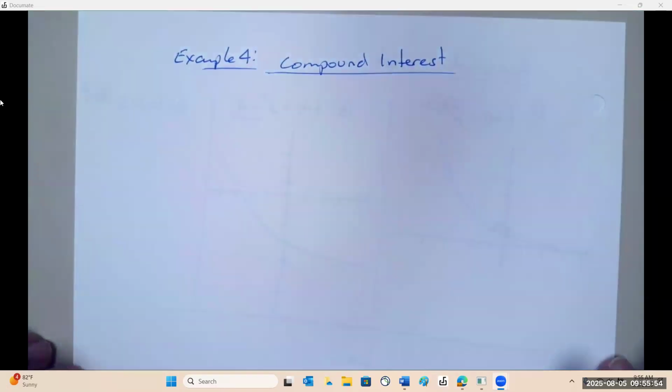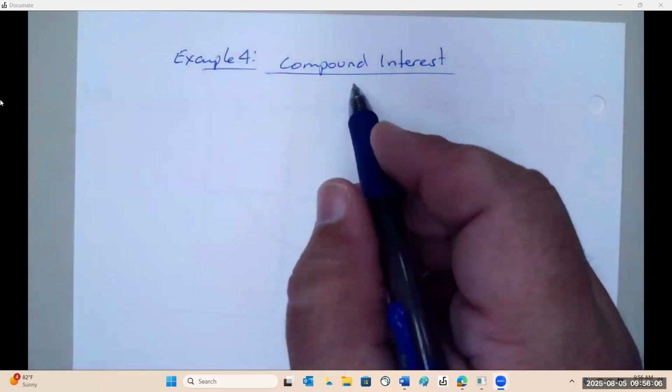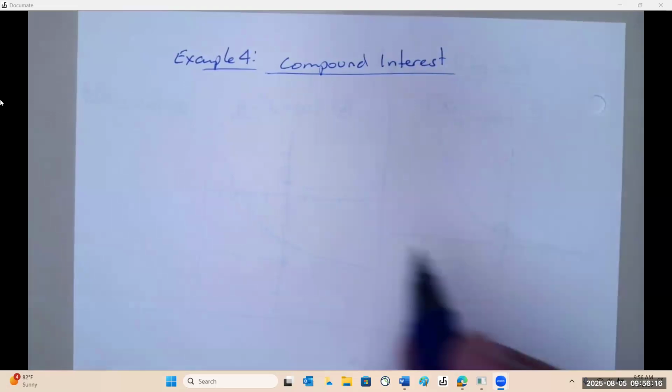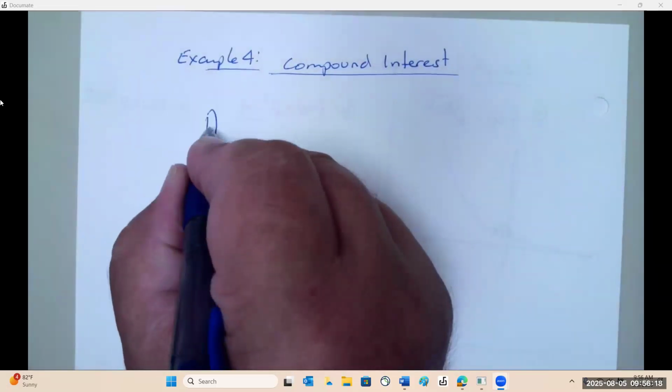Earlier this semester, we talked about an example of simple interest: interest equals principal times rate times time. Now we're going to look at something called compound interest. This is what banks actually use, where every day they accrue more interest into your amount. This is what it looks like.